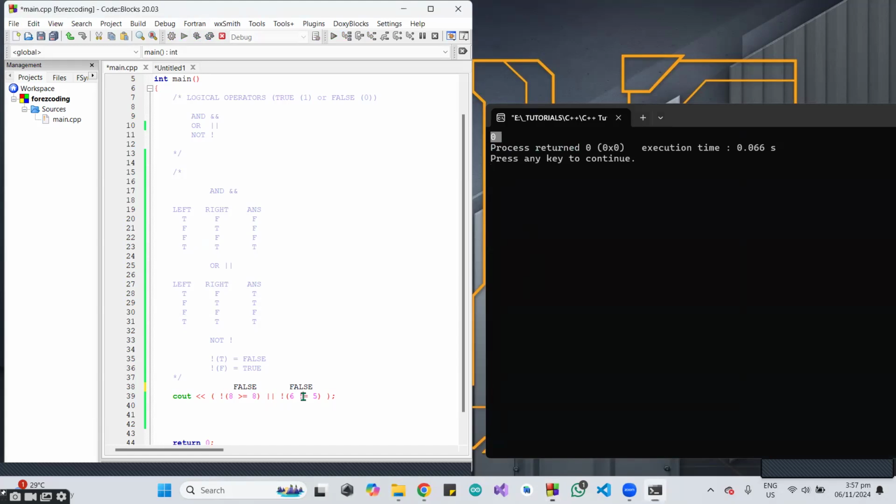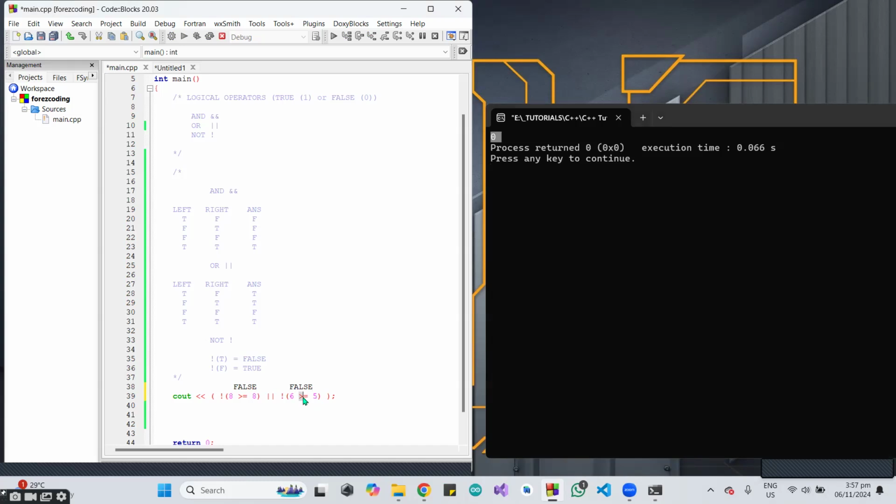What if we make this one true? So this is true. We have here not. Therefore, this is false. Okay, so 6 is greater than 5. That is true. We have here not. So we have here false.